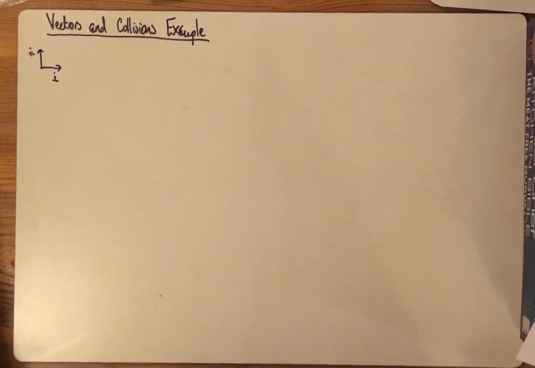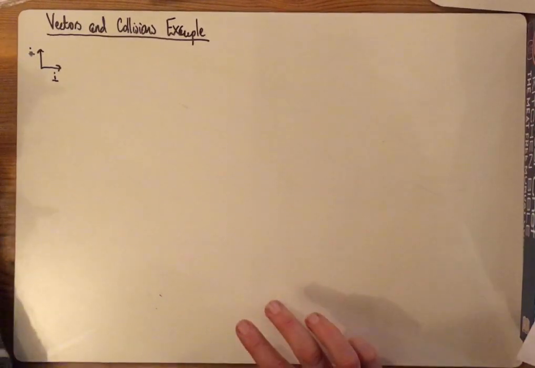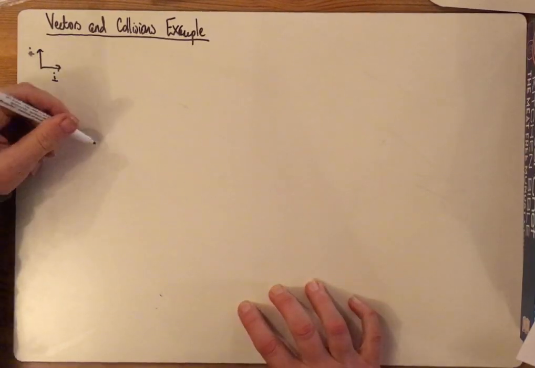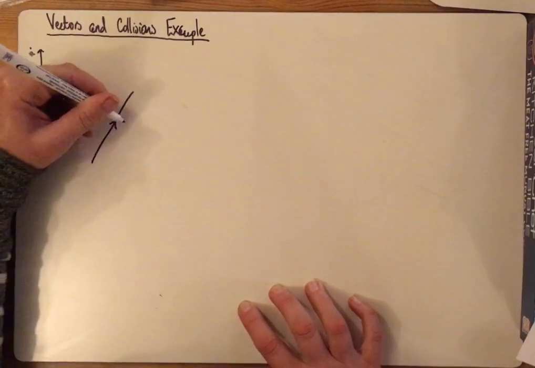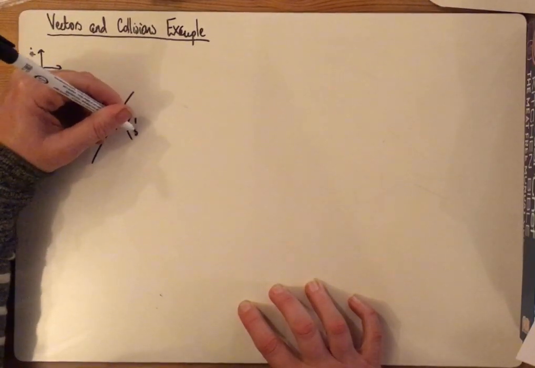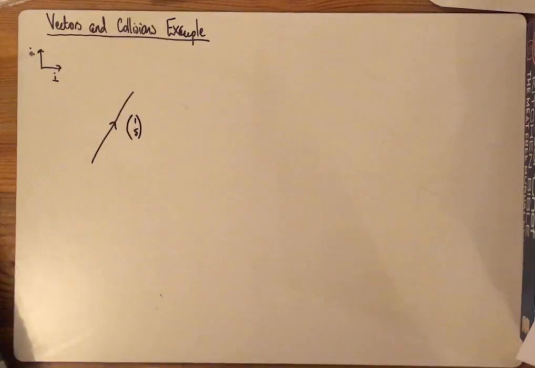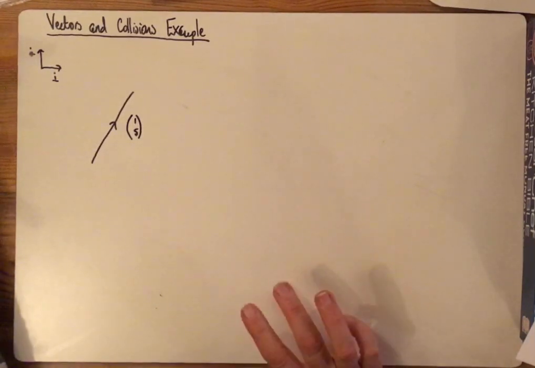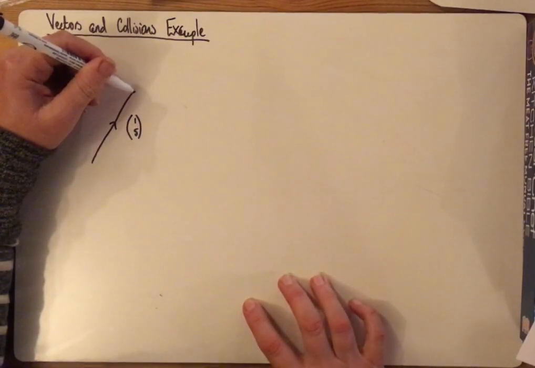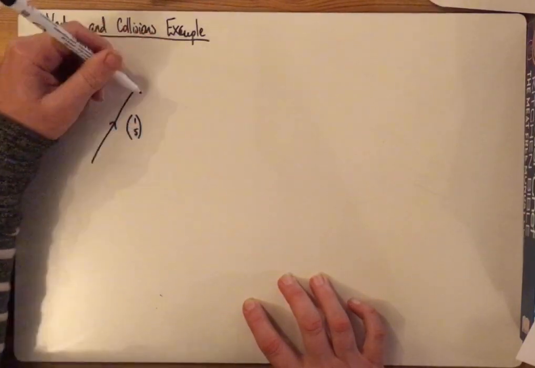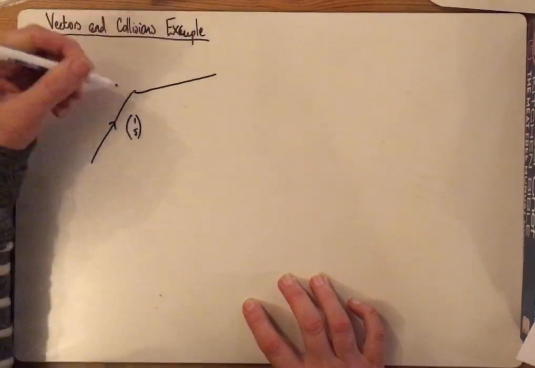So we have a small smooth sphere moving with velocity i plus 5j. So something like this. I'm going to use column vectors. When it hits a smooth wall, we don't know the orientation of the wall. It rebounds from the wall with velocity 4i plus j. So it's rebounding up, so it's across 4, up 1. So I don't know, something like that.